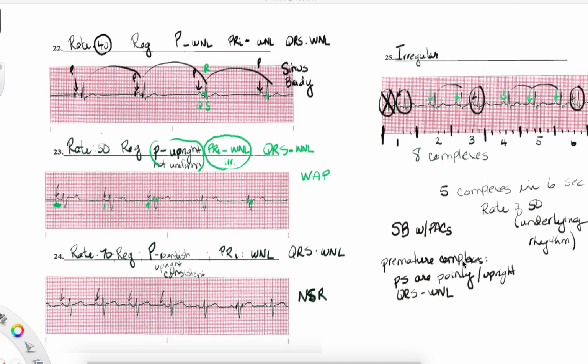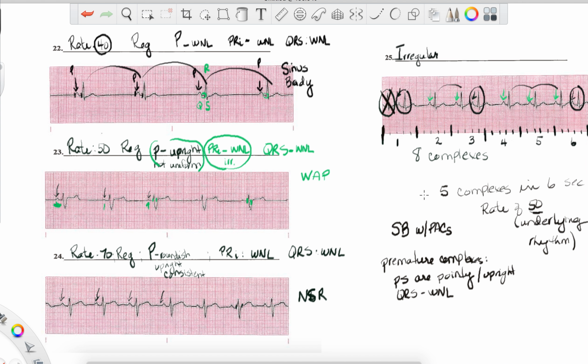So yeah, that one was a little bit tough because I'm going to wager that some people called that underlying rhythm a normal sinus rhythm. And largely that's going to be because they counted that first complex as part of the rate, and they counted the premature complexes as part of the rate as well. But when we take that complex out and we take out the premature complexes, we arrive at a rate of 50.